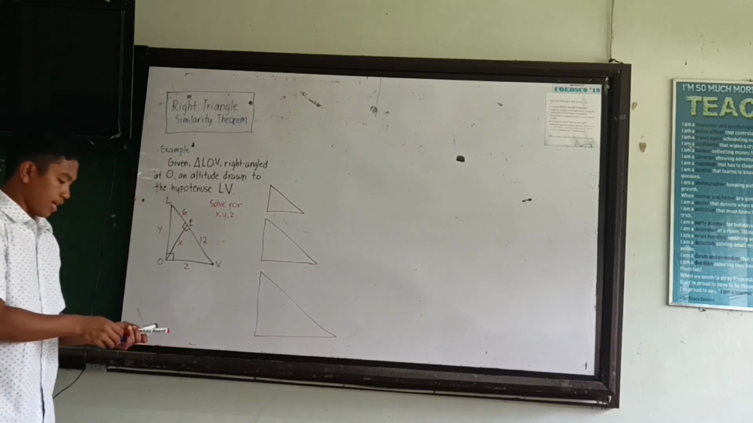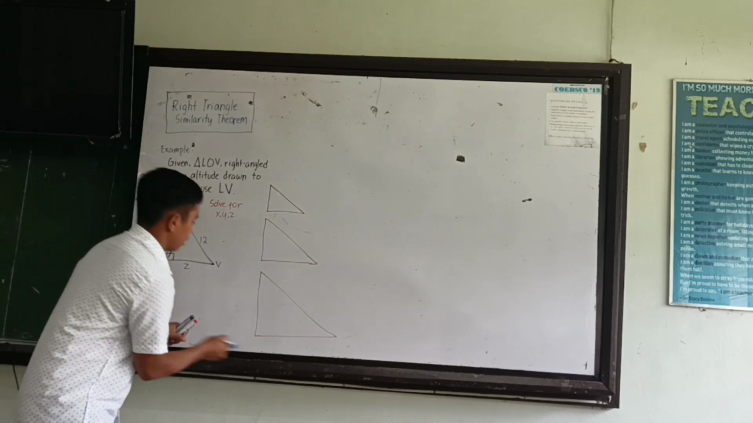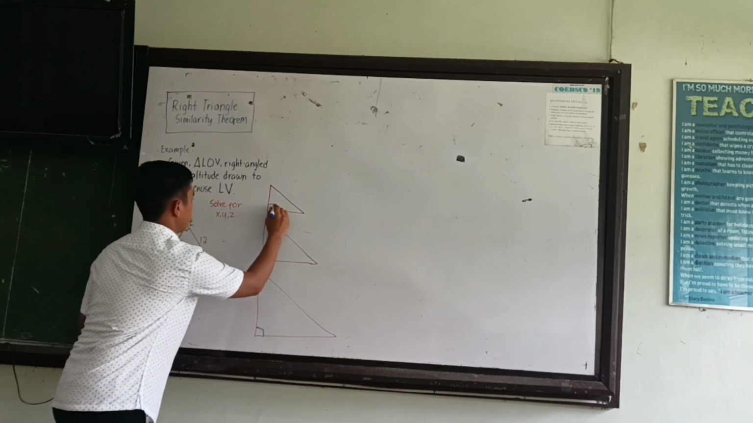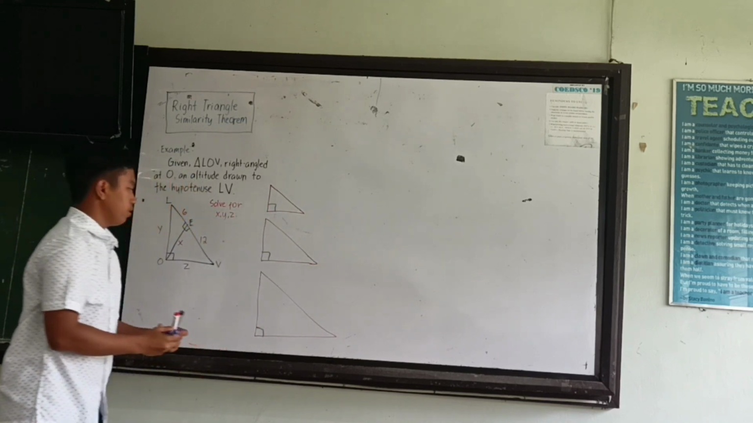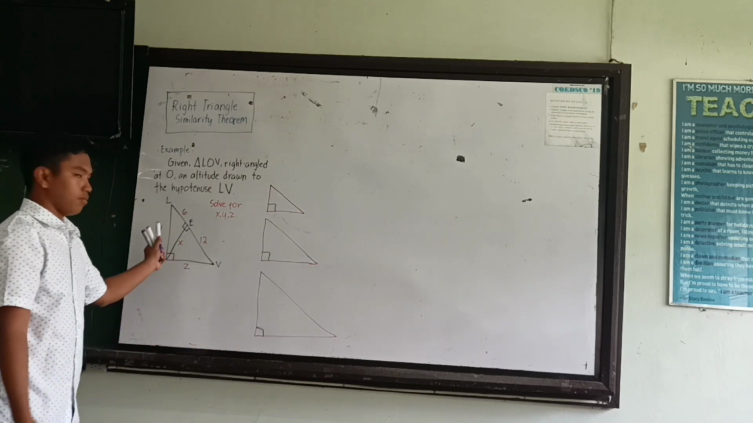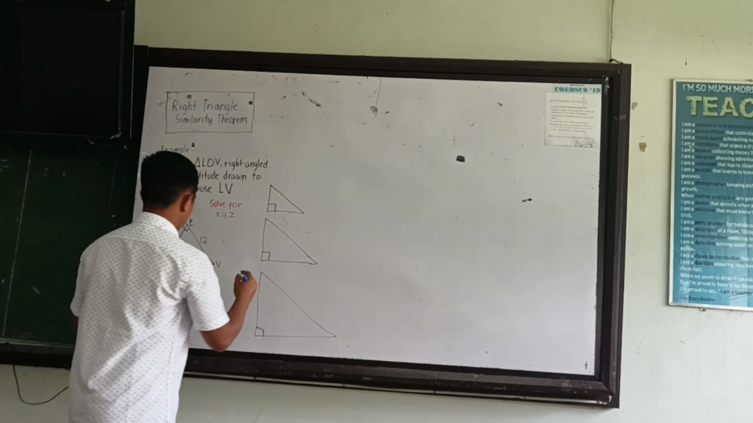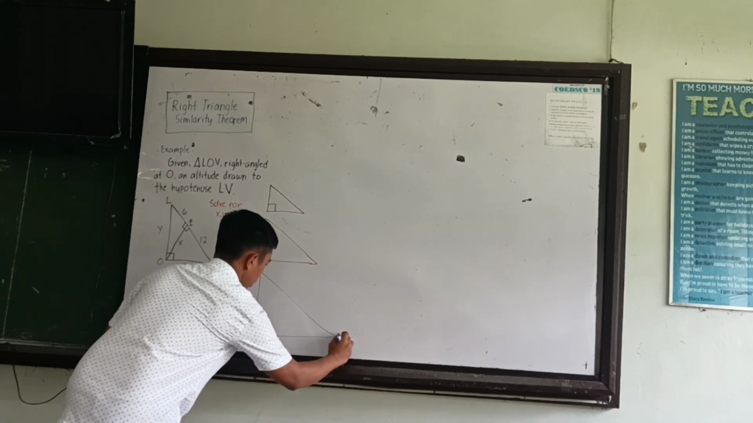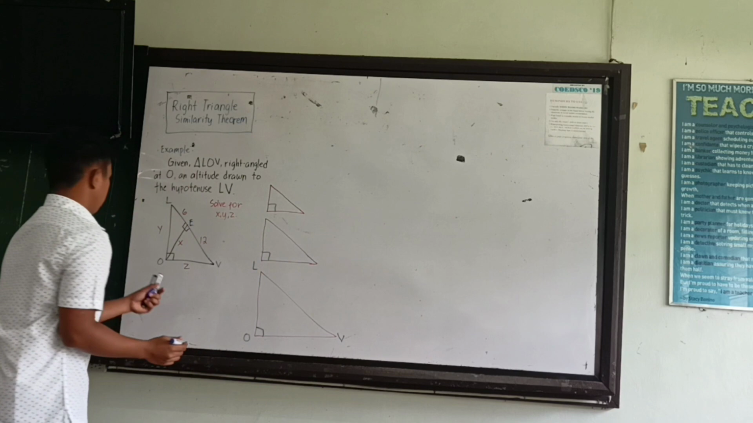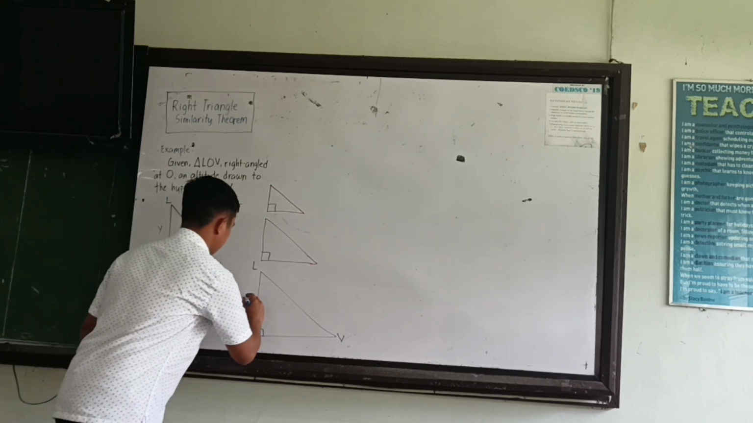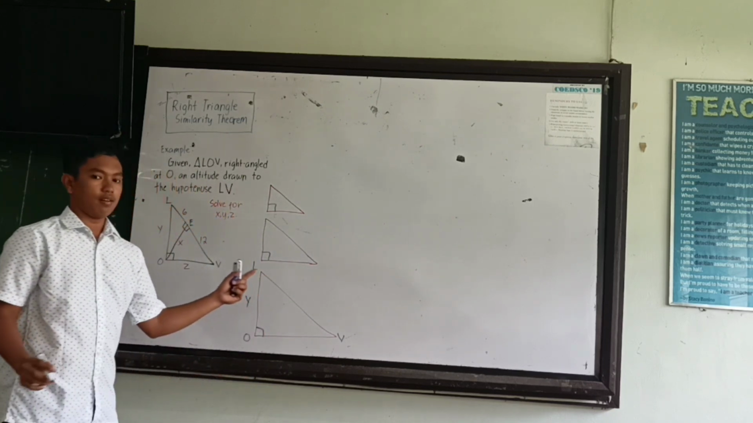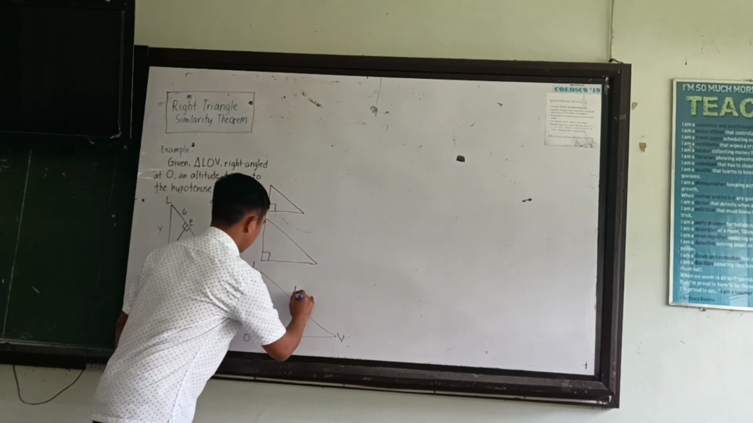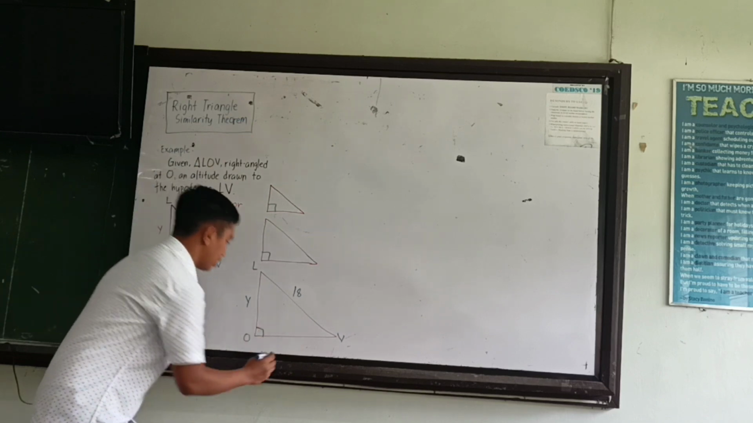Don't forget that it is a right angle here. Now, let us first label our original triangle. We have triangle LOV. Our LO is y. LV we have 18 because 6 plus 12 is equal to 18. And OV is z.